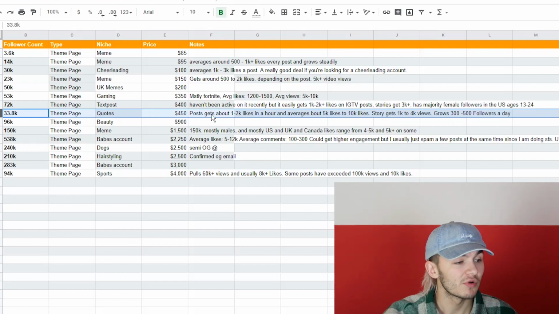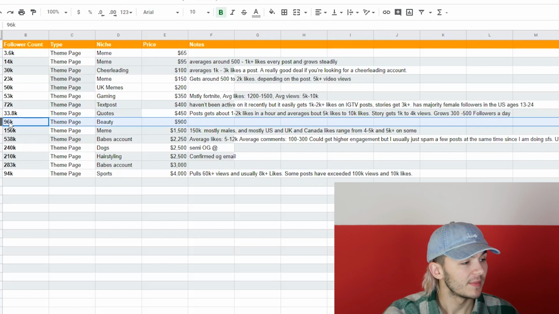It does seem a bit overpriced though for the amount of story views that it's getting, but if stories aren't too important to you, it is a decent purchase. I would maybe offer 400 for it, but if you're willing to put in the work, this could be a good page for you. Next up, 96,000 followers, a theme page in the beauty niche, $900.